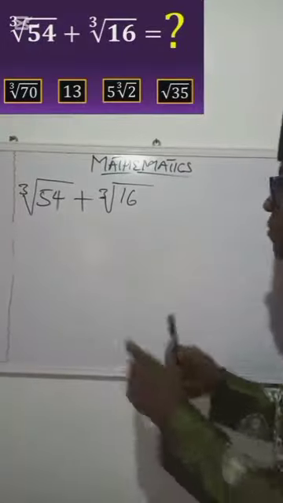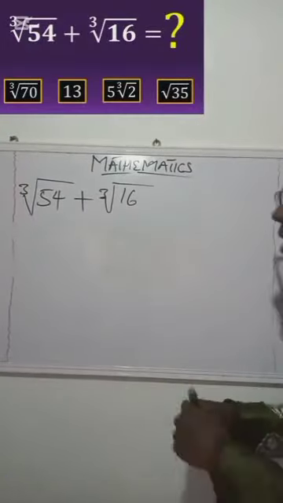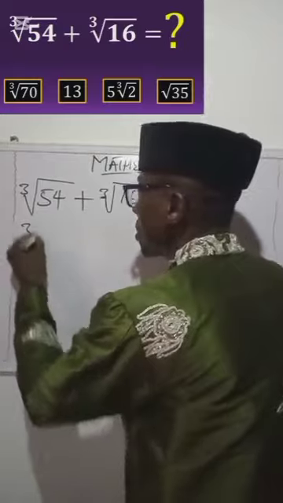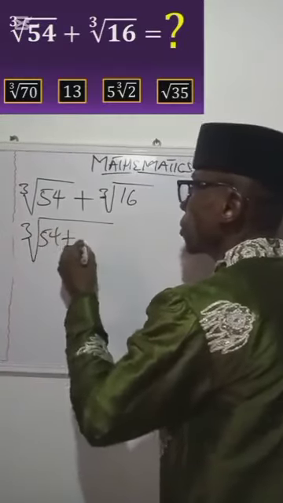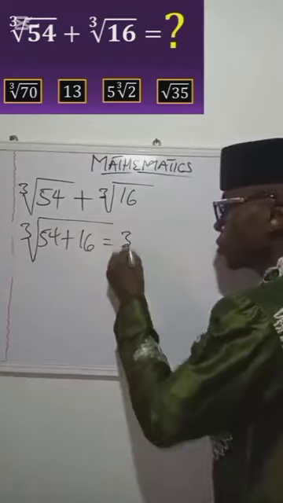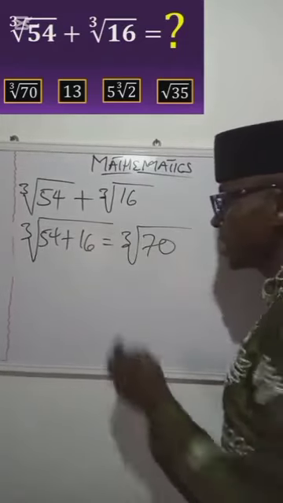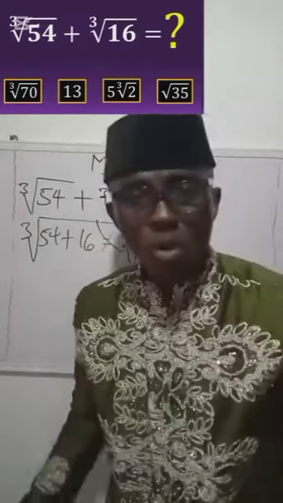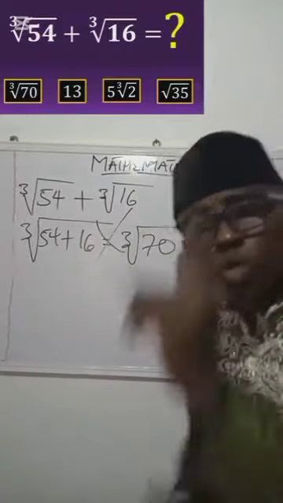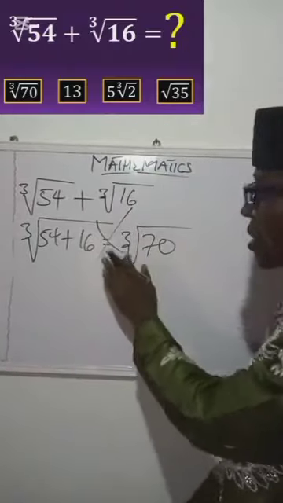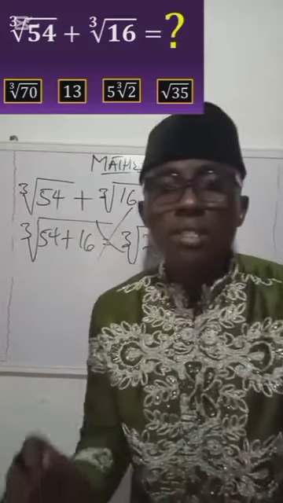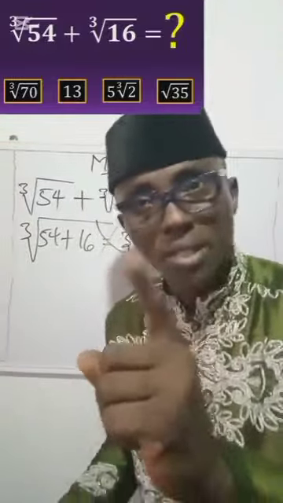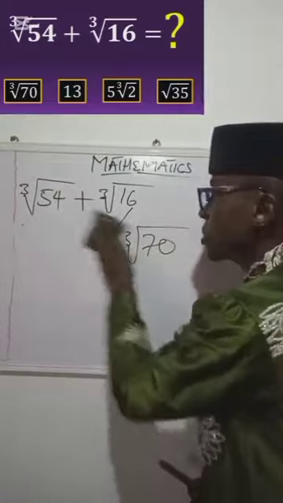When you have something like this, from the four options, what is your answer? Now if you follow this route and say this plus this gives me cube root of 54 plus 16, which equals cube root of 70, are you correct? The answer is no, you are wrong. Please, please, please stop solving this way. You have gone against the rules of solving. Don't solve this way again. Stop it. Now let us proceed.